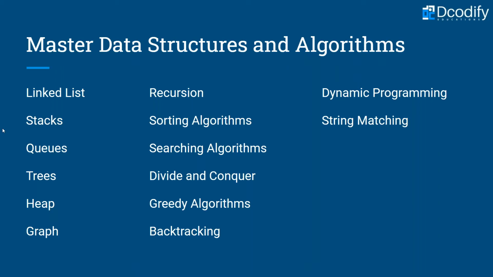The list goes on, and I can give you a detailed list of all the algorithms and data structures that you need to master. After you complete all the basic algorithms of competitive coding, you need to have mastery over all the data structures. By data structures, I mean linked lists, stacks, queues, trees, and heaps.